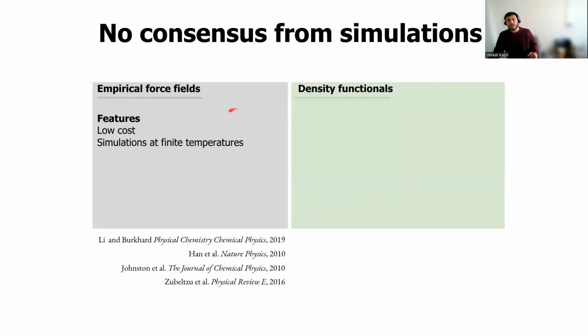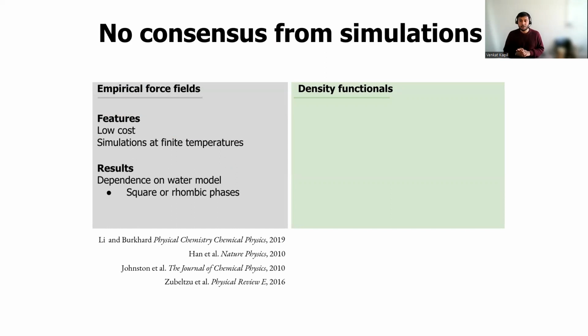And for instance, there are many force field studies where simulations have been performed at finite temperature, so the actual phases have been explored, and the results are really dependent on the water model. For example, certain water models will only give you square or rhombic phases. In fact, most of them at finite temperature only give you two of these phases. The order of the phase transition is not clear.